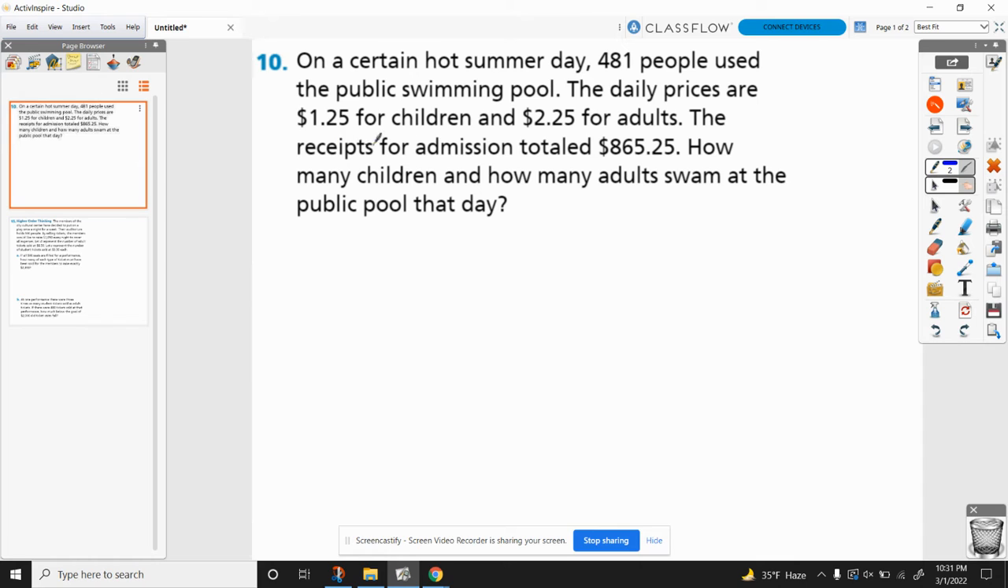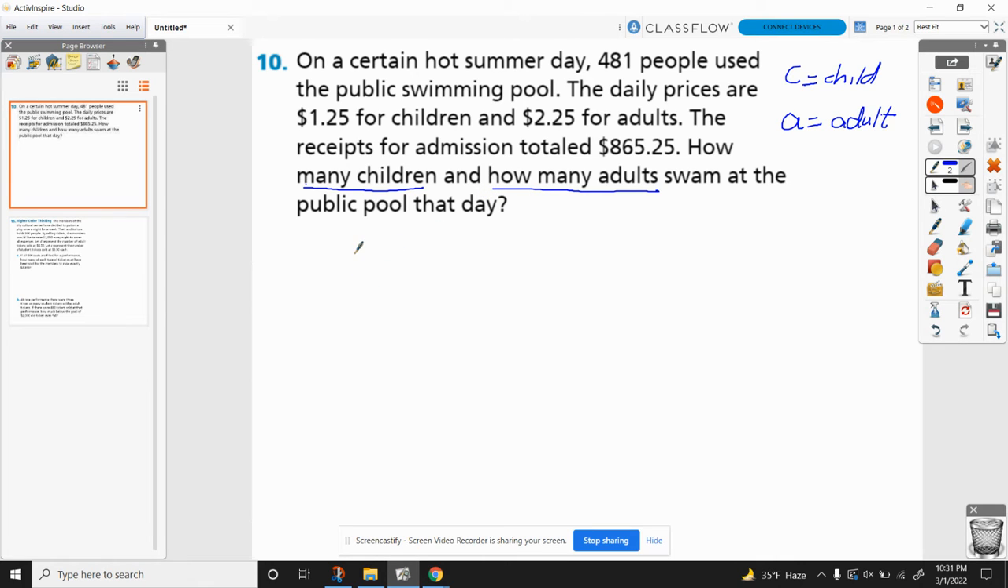So the first thing we want to do is figure out, what is this asking? It's asking us to find out how many children and how many adults. So that means we have two variables. We have a variable C and a variable A. C obviously is going to be our children, and A should be the adults. Okay, so I've identified my variables here.